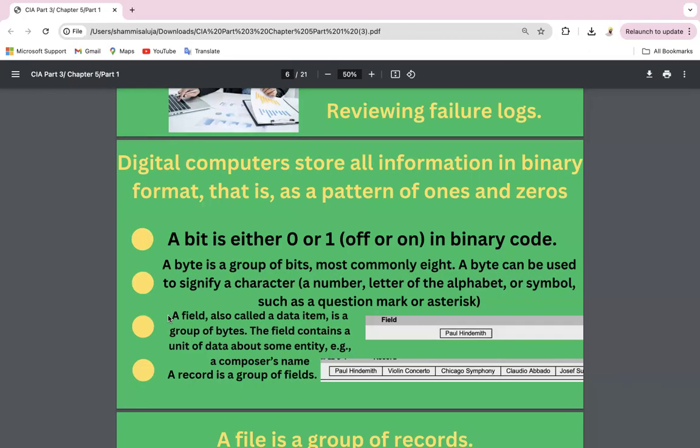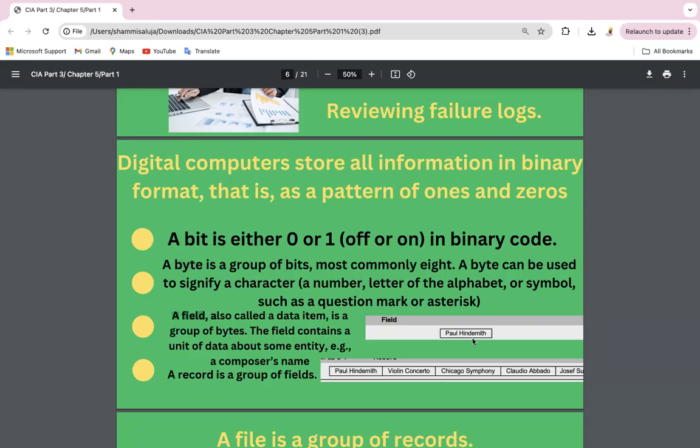Now, whatever we are going to study just now is super important from the perspective of MCQs: field and record. A field is a data item, that means a group of bytes. I repeat one more time, be quick along with me. A bit is either a 0 or 1. A byte is a group of 8 bits, right? And a field is a group of bytes.